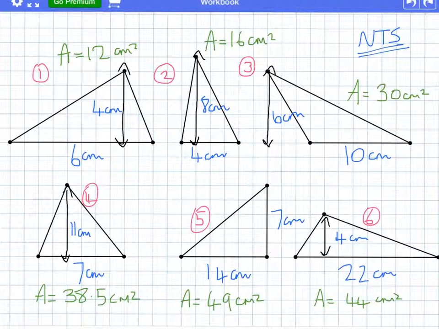Here are your answers. All you need to do is make sure that you've included centimetres squared as your unit for your answer. It's good to make sure that you write your answer as A equals, for area equals. If you've had any problems, have a look back over the tutorial's starting lesson.